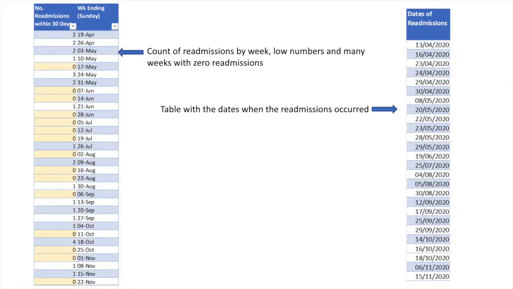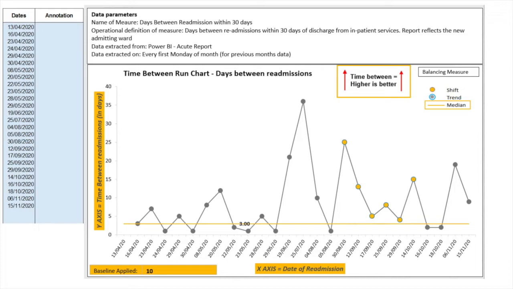Let's see an example. X ward receives few readmissions, but are using this data as a balancing measure in work around reducing length of stay. Instead of plotting the number of readmissions weekly, which is often 0, they are entering the date when they receive a readmission. A time between chart is different to other run charts and SPC charts.